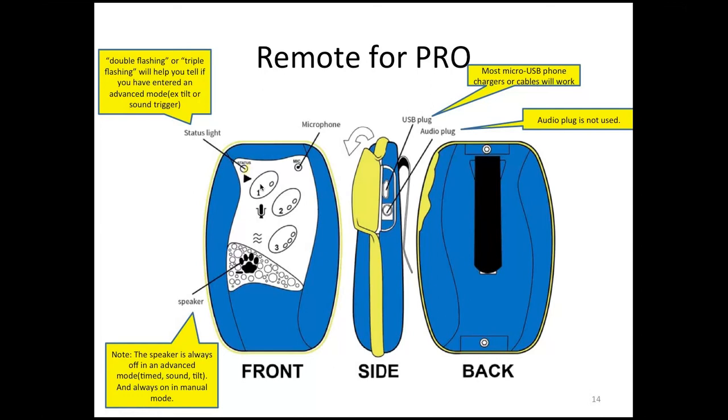There's a little LED status light in the upper left-hand corner here. Depending upon the number of flashes, you're either in manual mode, which is just push the button and get a treat, or you're in one of the advanced modes like the timed interval dispense, sound trigger, or tilt. That's how the status light is used.